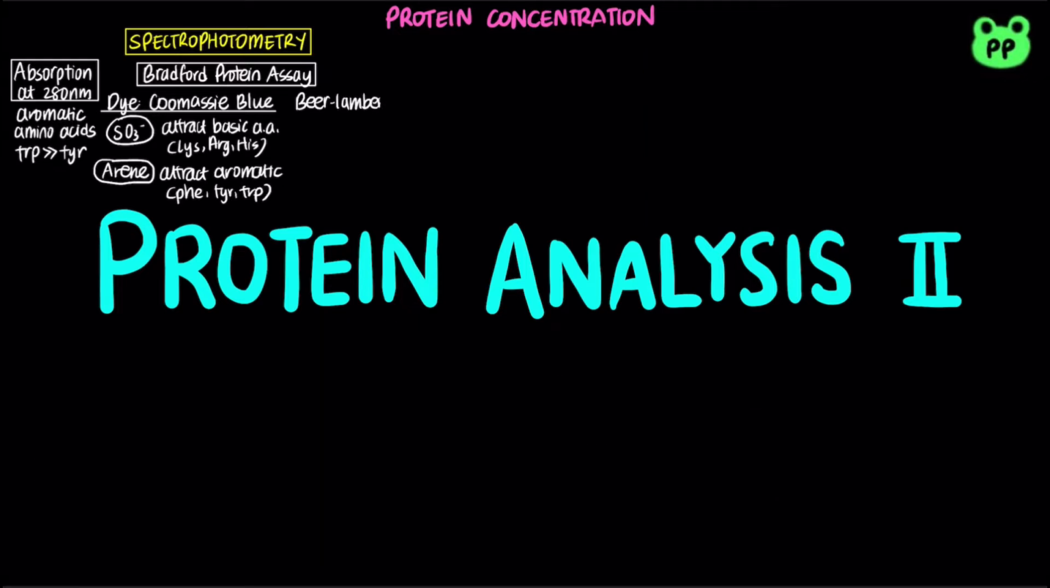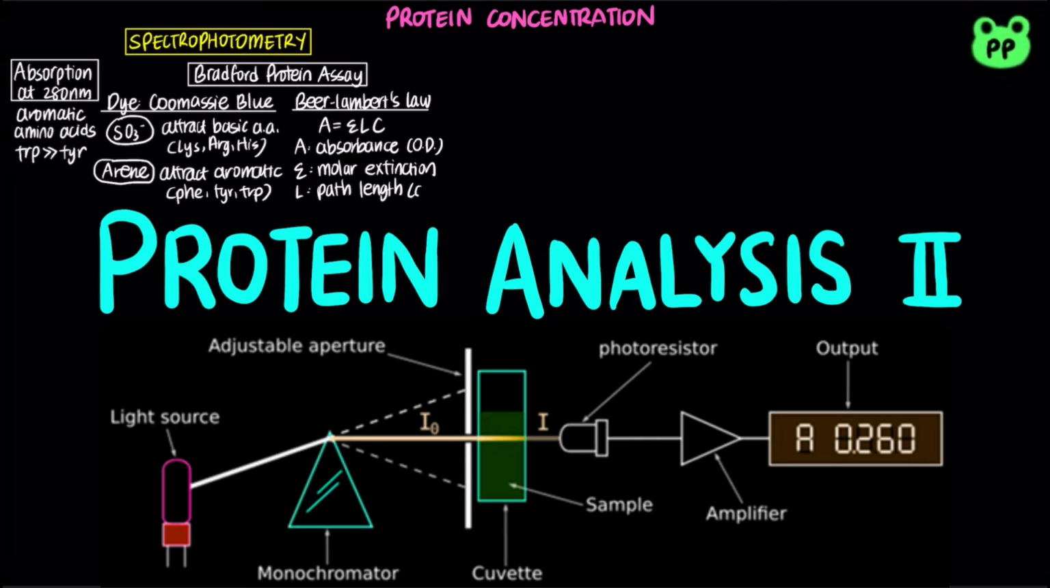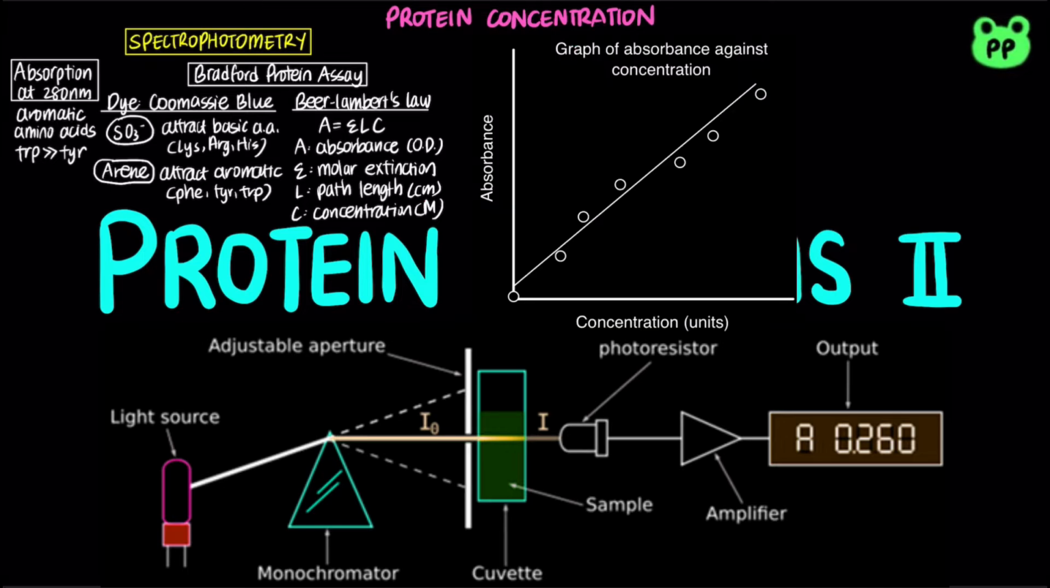The protein concentration can be calculated by the Beer-Lambert law. A equals epsilon times L times C. A stands for absorbance, also known as optical density, which is the ratio of incident to transmitted light through a material. Epsilon stands for molar extinction coefficient, which is an intrinsic property of the dye. L stands for optical path length, and C stands for concentration in molar. From this relationship, we can see that protein concentration is directly proportional to the absorbance.